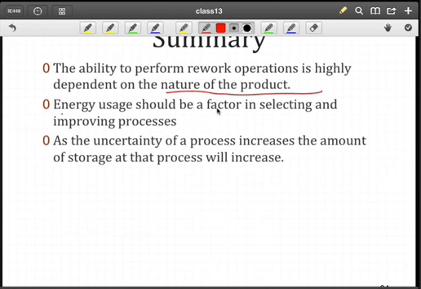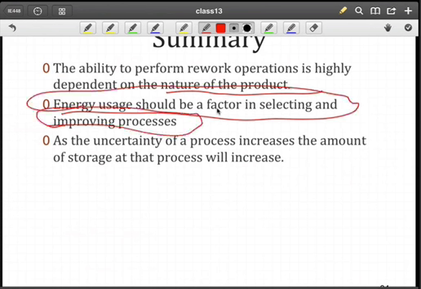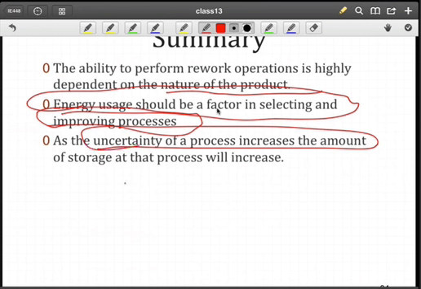Energy usage should also be considered when you're selecting or improving processes. And we saw in the work done by Kutkowski that there is a relationship between production rate and energy and which processes are more efficient. As the uncertainty of your process is going to increase, the amount of storage at a particular process will by necessity have to increase as well.